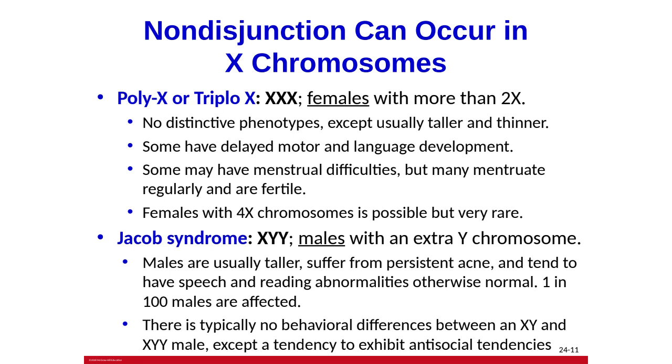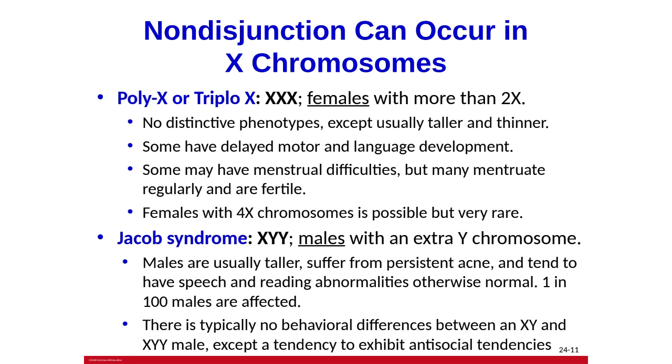Okay, the last one I'm going to look at here is Jacob syndrome. These are XYY males, so they have an extra Y chromosome. These individuals are usually taller. That's a little weird, but the androgens work strangely. Early on, androgens such as testosterone actually promote growth, so maybe that's what's happened with these guys. They often suffer from persistent acne. They tend to have speech and reading abnormalities, but are otherwise normal. About 1 in 100 males are affected.